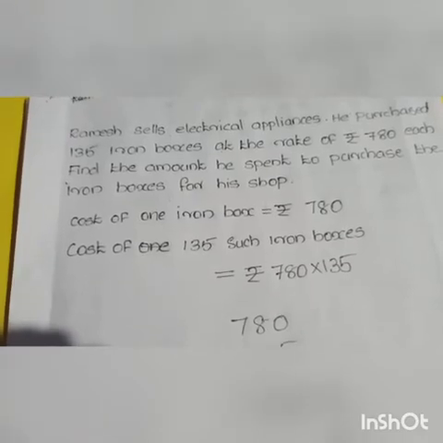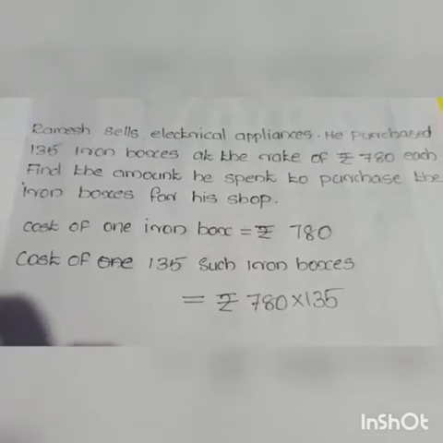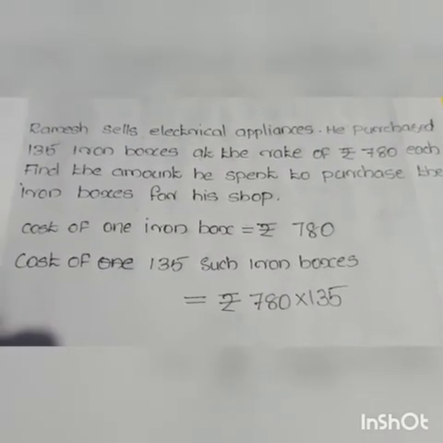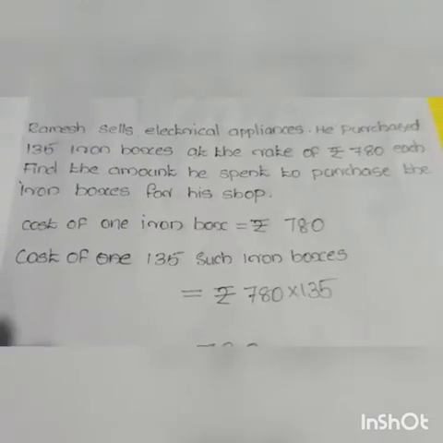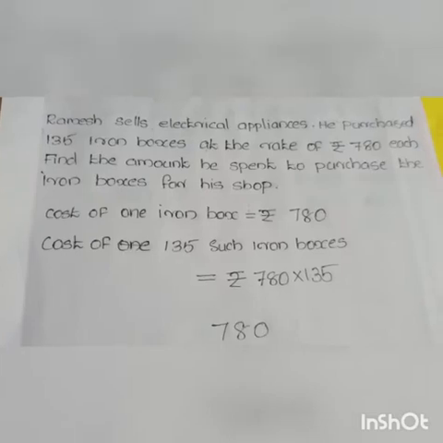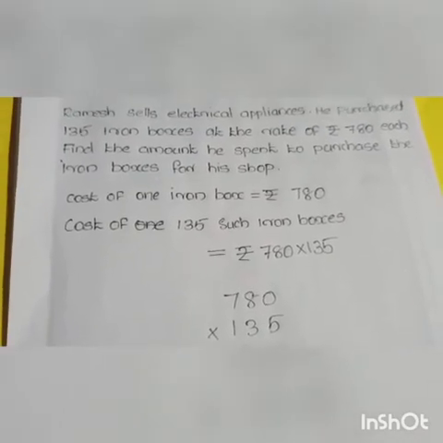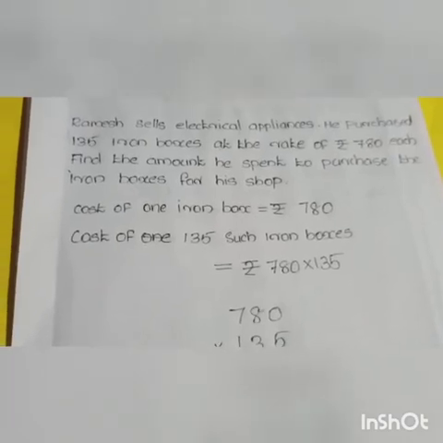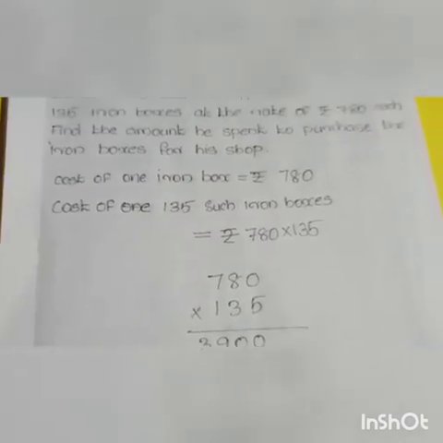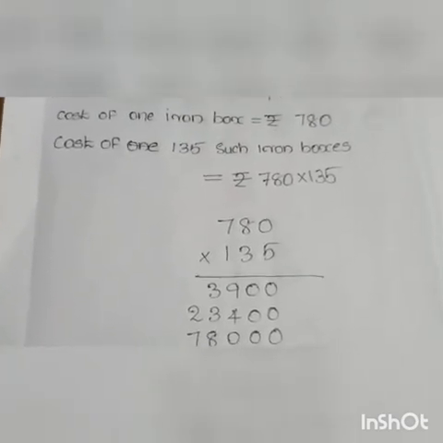Now we take a question and the question says Ramesh sells electrical appliances. He purchased 135 iron boxes at the rate of rupees 780 each. Find the amount he spent to purchase the iron boxes for his shop. So let's see how to perform this. First we write cost of one iron box is equal to rupees 780.